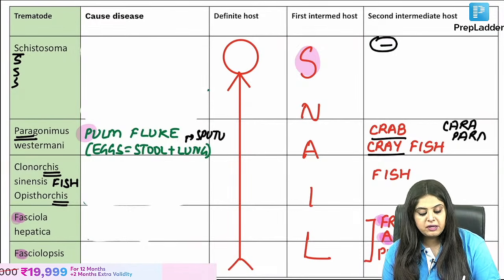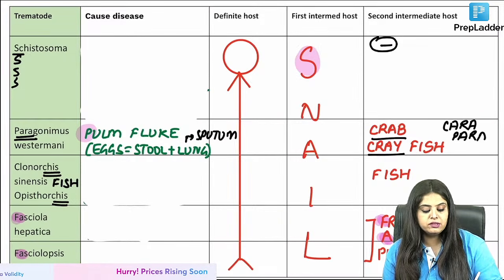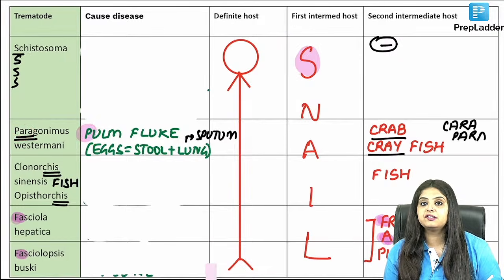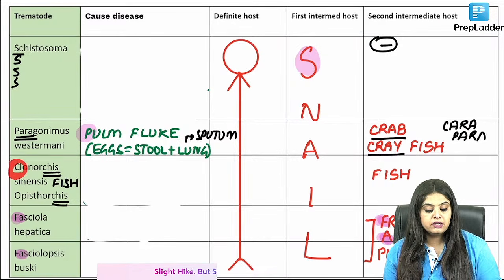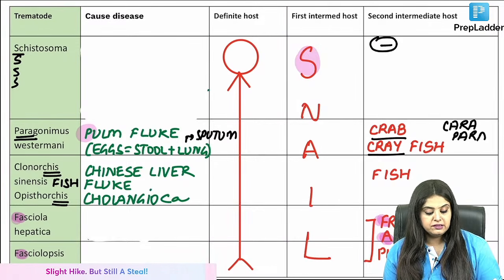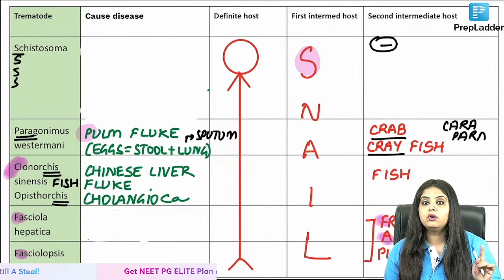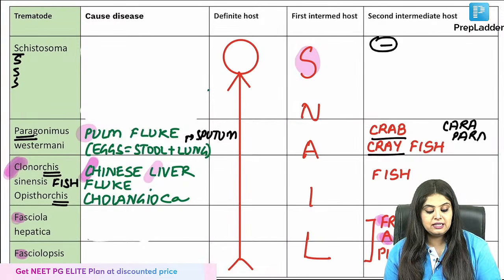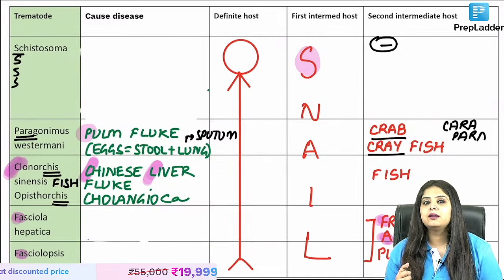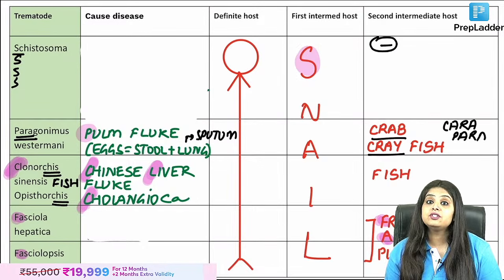So if they say eggs are present in the stool and the sputum, you will say, oh, this is going to be pulmonary, Paragonimus westermani. Next, they say Clonorchis opisthorchis, C for C. This is known as CL. Look, Clonorchis, CL. It is known as Chinese liver fluke. It goes to the liver, ma'am. What does it cause? C for cholangiocarcinoma.